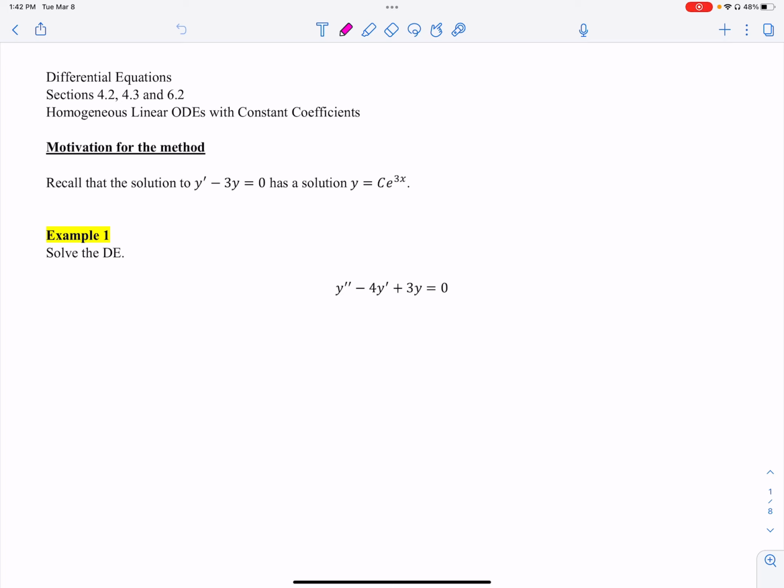In this video, we're going to cover 4.2 and 4.3 and 6.2. It's all kind of the same idea, just extending on this idea. I will break this up into two videos, so hopefully they're not too long.